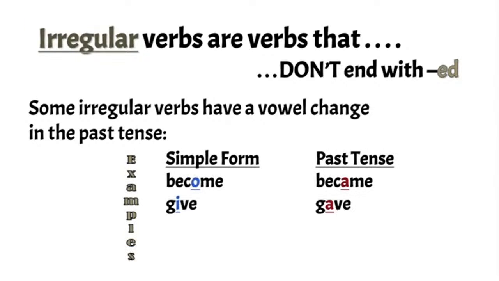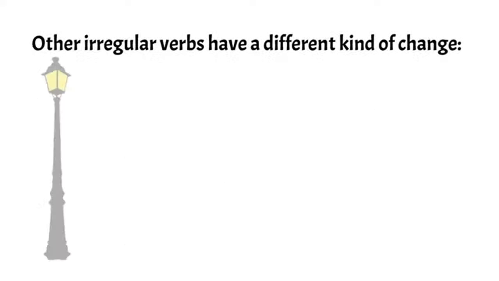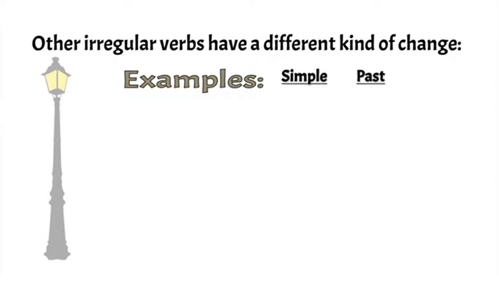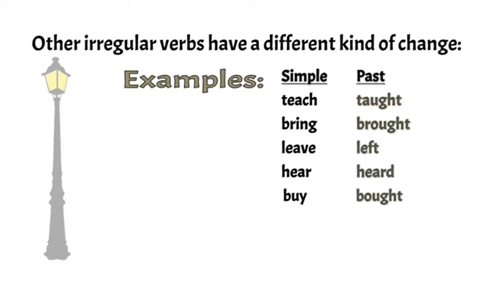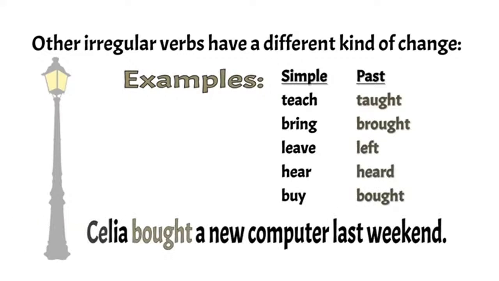For example: become, became; give, gave; drive, drove; forget, forgot. Other irregular verbs have a different kind of change. Examples: teach, taught; bring, brought; leave, left; hear, heard; buy, bought. For example, Celia bought a new computer last weekend.